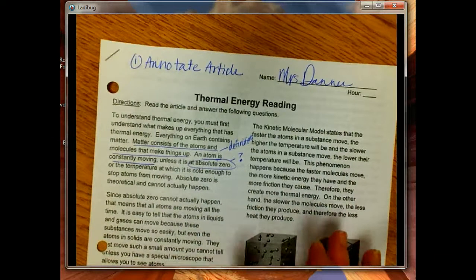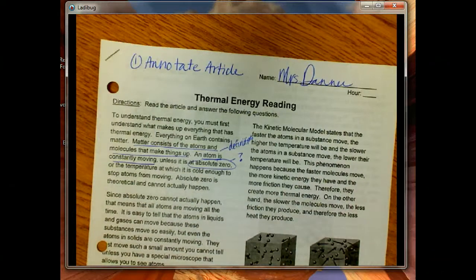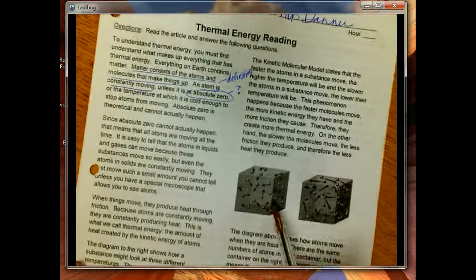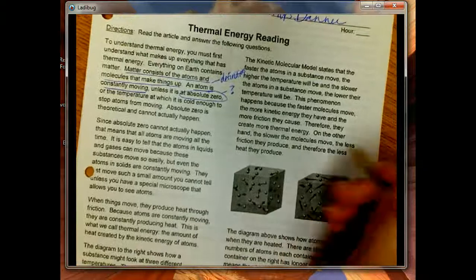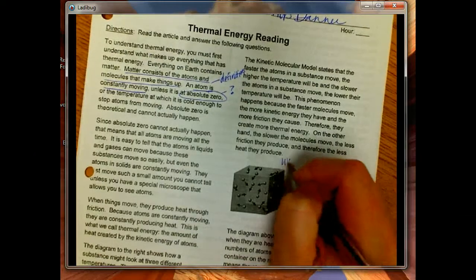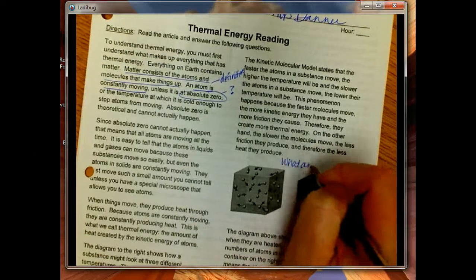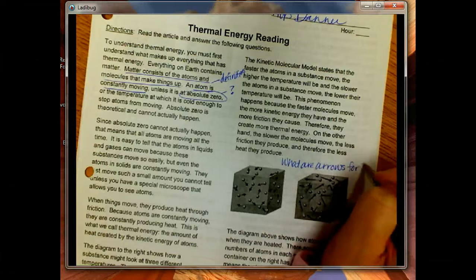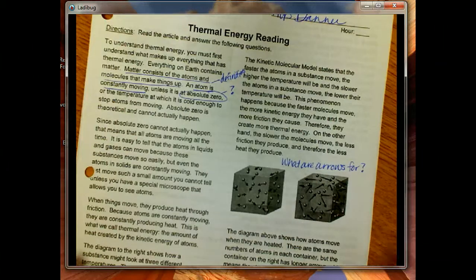And remember, as you're marking up the text, you're marking it up to make connections about things that you already know, connections to other things in science. You're writing down questions that you may have as you go through this. So for example, looking at this picture here, maybe something you might have is, what are the arrows for? Okay, that is a question you would write down. Hopefully it's something that you would find out later.